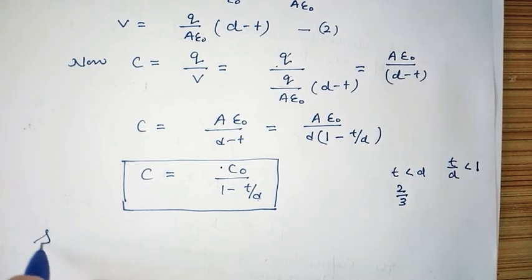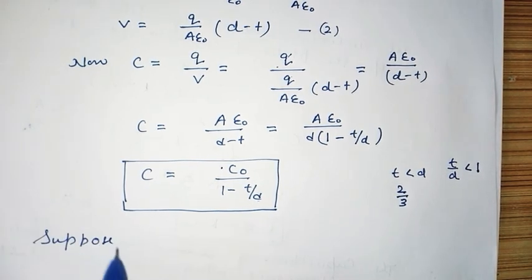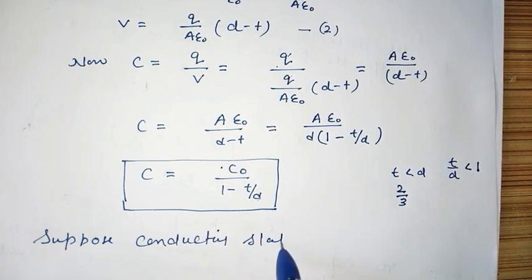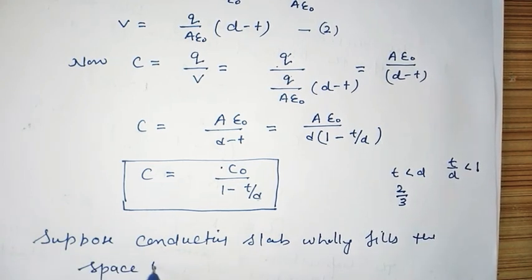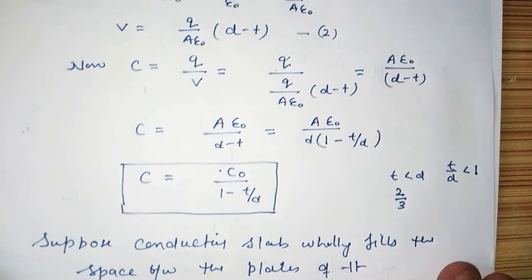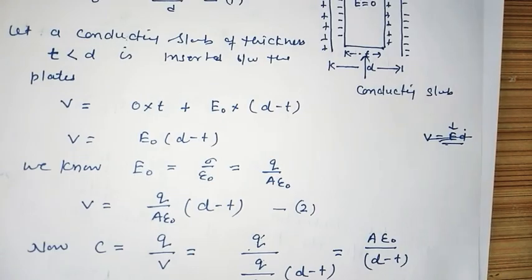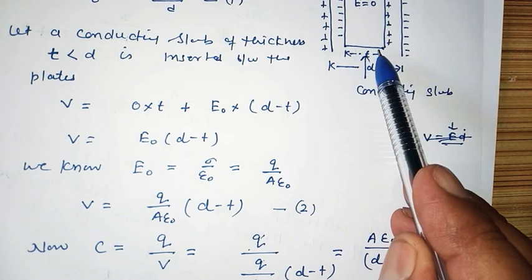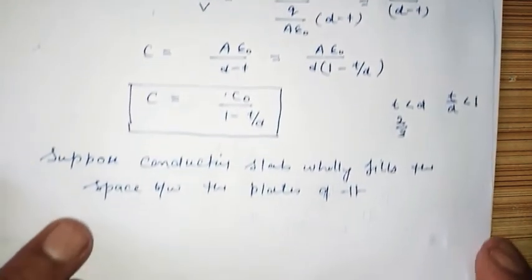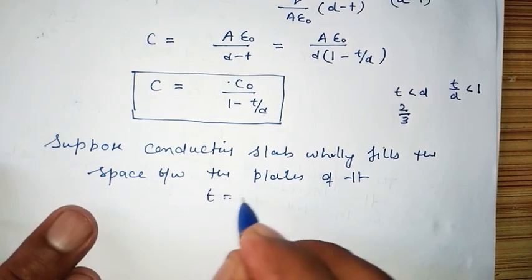Now suppose the conducting slab wholly fills the space between the plates of the capacitor. Wholly fills the space means to say the thickness will become equal to the distance between the plates. So T equal to D. So in this case T equal to D.